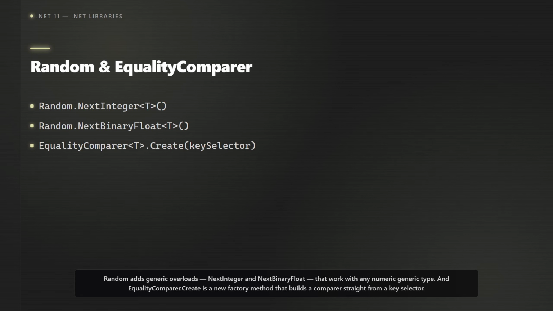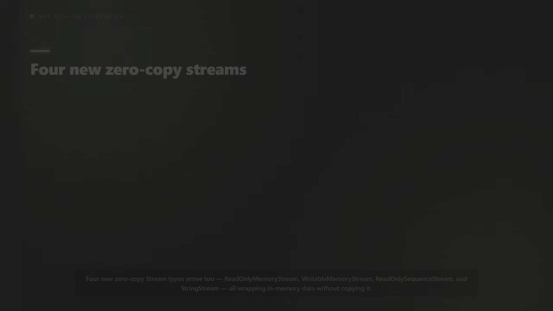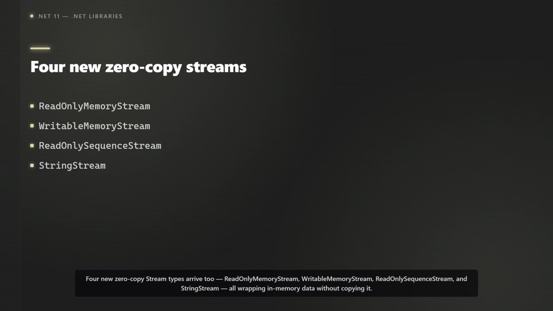For networking, QuicStream.priority enables HTTP/3 stream prioritization, and MediaTypeNames.video adds proper video MIME type constants. 4 new zero-copy stream types arrive too: read-only memory stream, writable memory stream, read-only sequence stream, and string stream, all wrapping in-memory data without copying it.